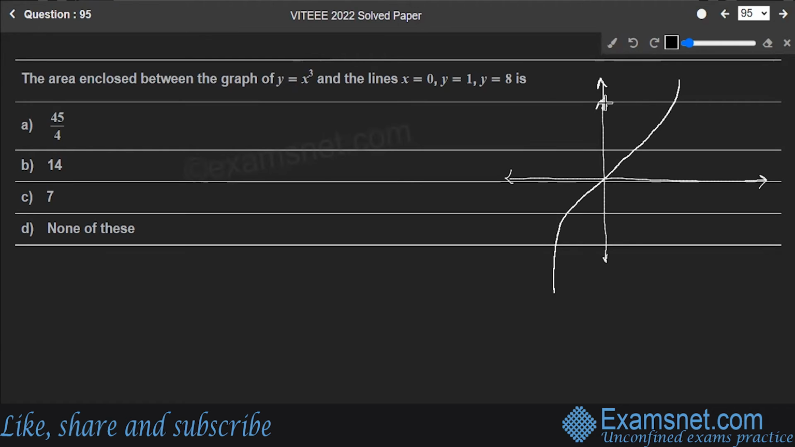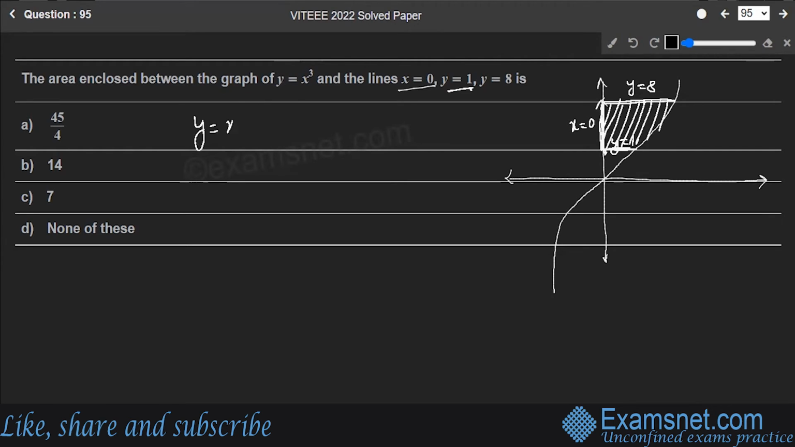So you have to find the area enclosed by the graph between the line x is equal to 0. This is the line x is equal to 0, y is equal to 1 and y is equal to 8. So y is equal to 1 will be somewhere here. This line is y is equal to 1 and this line is y is equal to 8. And this is the line x is equal to 0. So you have to find out this shaded portion. Hope you got that.